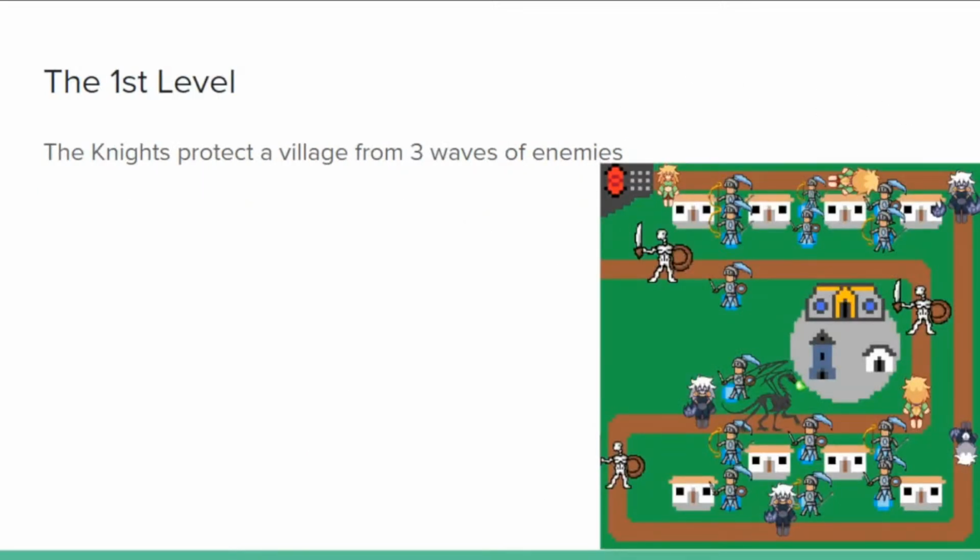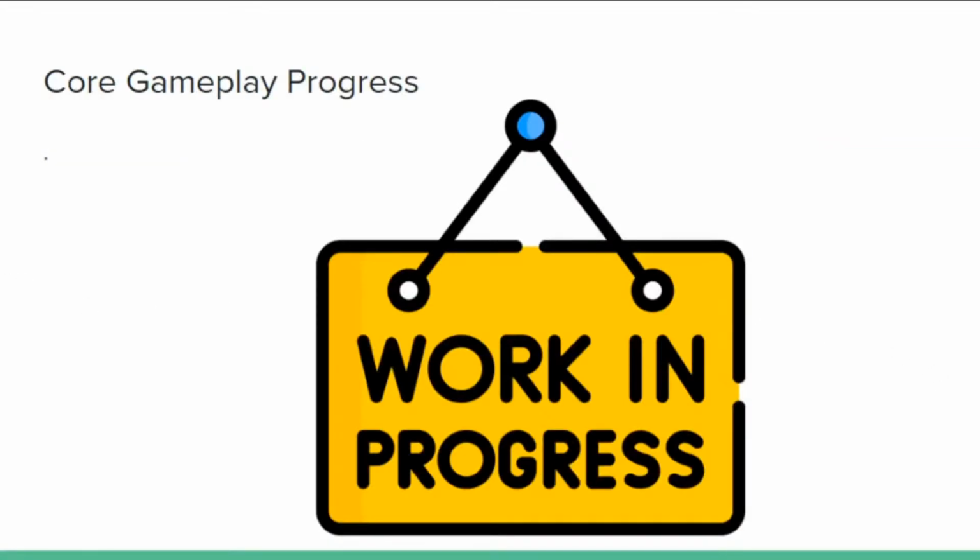Now in our first level, the enemies are going to go along this track here, and you could place towers in each of these blue dots, and they would go along, and then once they reach the end over here, the player will lose life. And our core gameplay is in progress, so more updates in future weeks.